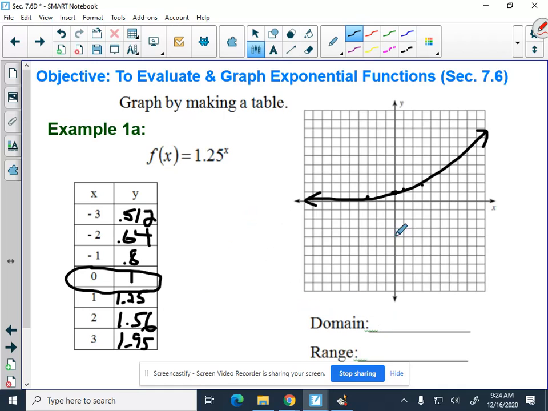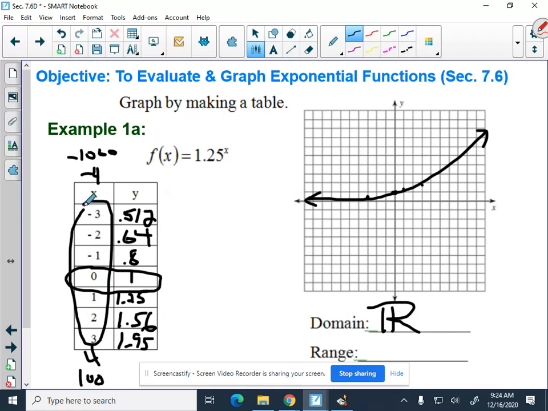Now, the domain. The domain isn't just going to be these numbers. We could have kept putting numbers in. For instance, I could put in negative 4. I could put in negative 1,000. Okay? I could keep going. I could put in positive 4. I could put in 100. I could put in 1,000,000. So the domain, what we're going to go with is the domain is all real numbers because I could go all the way to the left and all the way to the right.